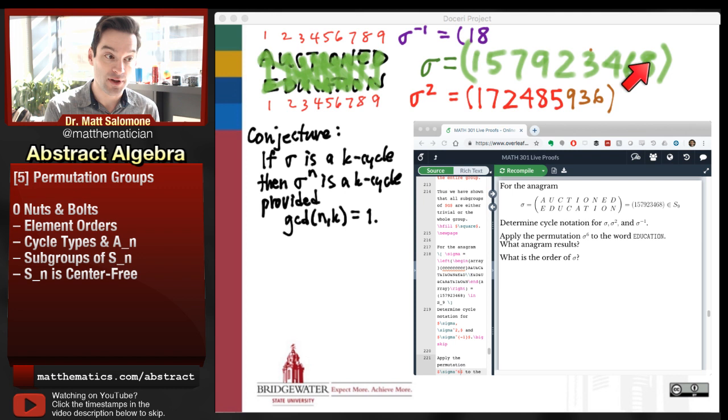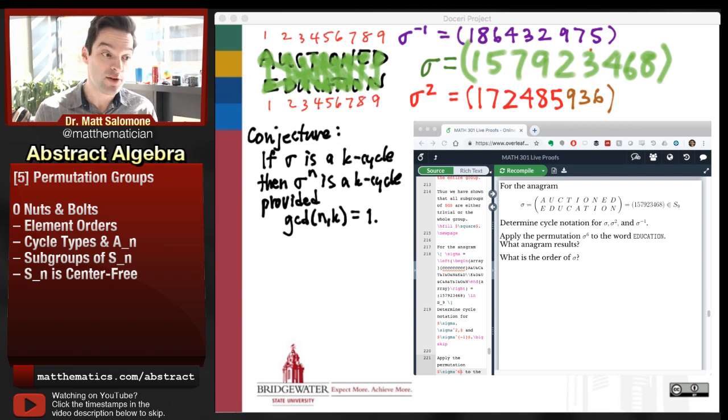And then 8 is going to go to 6 when I take that step to the left. 6 is going to go to 4. 4 is going to go to 3, to 2, to 9, to 7, to 5. And then 5 is going to go back to 1, which means my cycle is complete. So there is cycle notation for the inverse of this permutation.